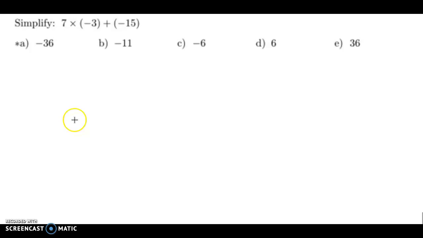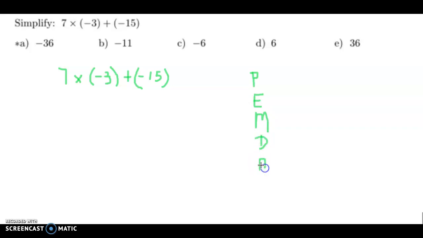It says simplify 7 times -3 plus a -15. Well, this should bring back some memories of integers. So the first thing I'm going to do is order of operations over here on the side, PEMDAS, which all of you should be familiar with. And if you're not, you need to make sure you are because this will affect you through high school.